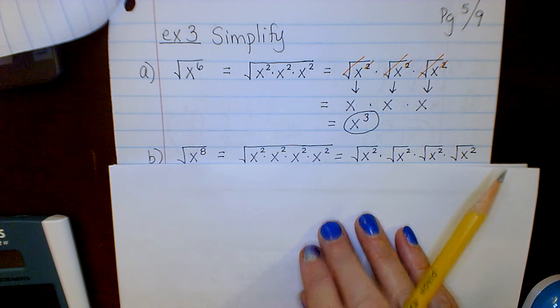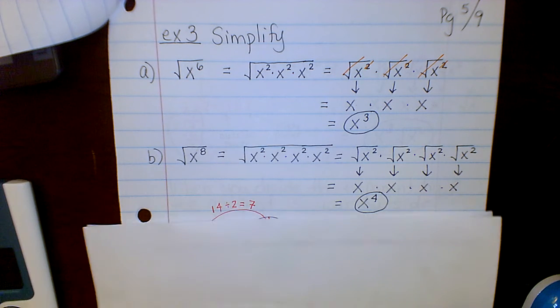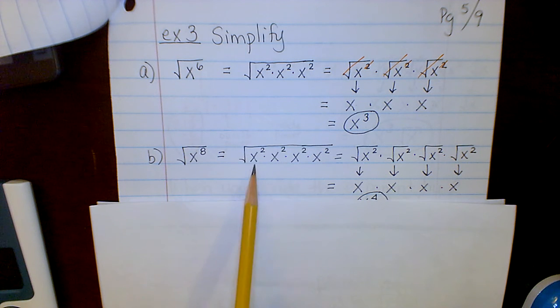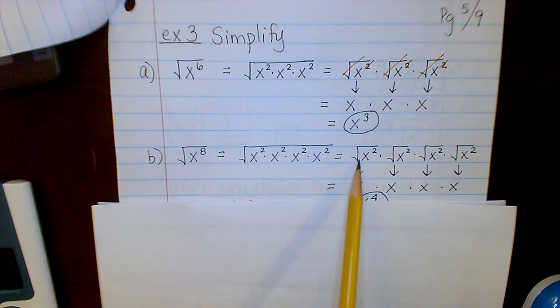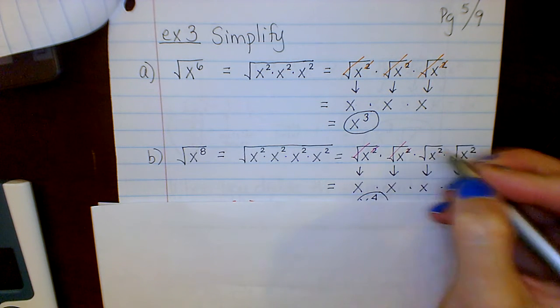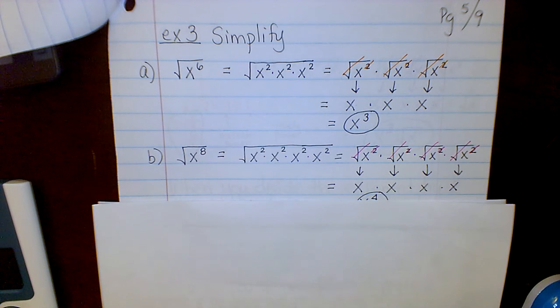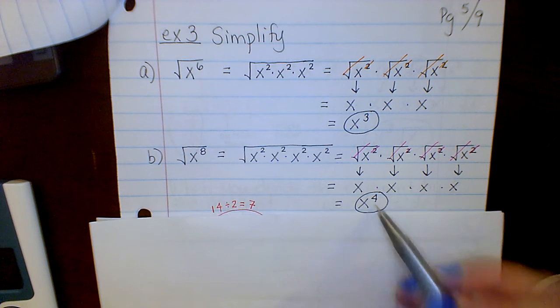Right? Easy peasy, right? No problem. All right. So x to the 8th, all right, x squared times x squared times x squared times x squared. So taking the square root of each one of those, that square root and that square undo each other because we're making that assumption that x is positive or 0. So we get x, x, x, x, which is x to the 4th.